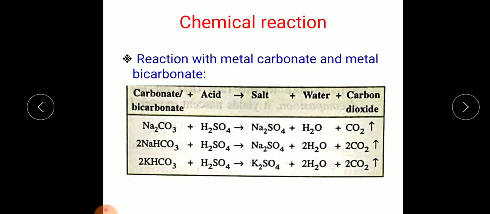Next, reaction with metal carbonate and metal bicarbonate. If you have a metal carbonate or bicarbonate, when reacted with acid, it forms salt, water and carbon dioxide. For example, if you take sodium carbonate and react with sulfuric acid, it will form the salt sodium sulfate, water and carbon dioxide. And if you take bicarbonate and react with sulfuric acid, it will form sodium sulfate, water and carbon dioxide.